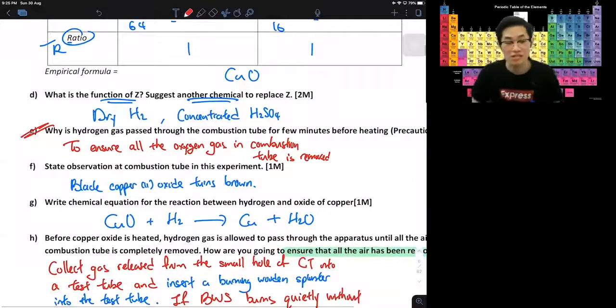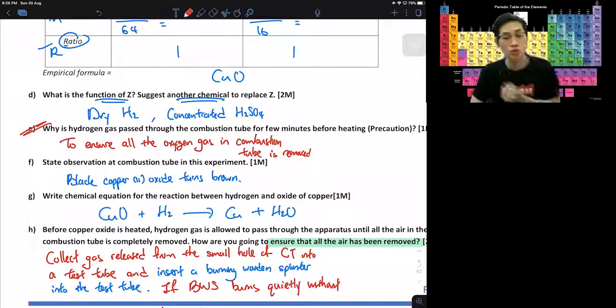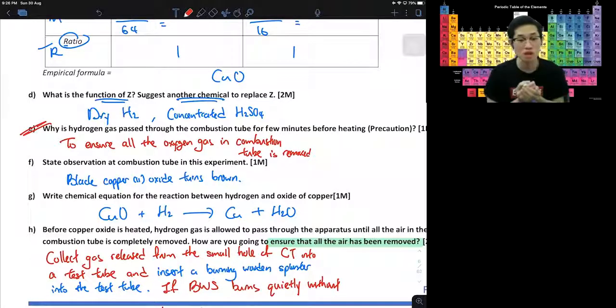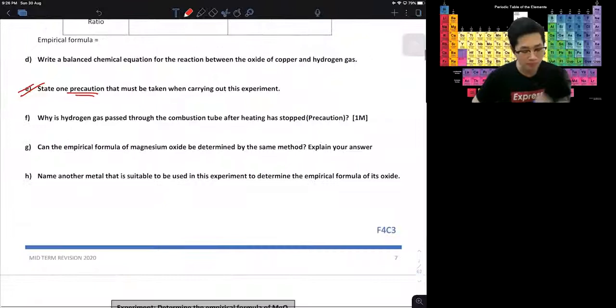Yes, Cassandra, this is chapter 3, empirical formula, the 2 experiments. You must allow hydrogen gas to flow through your combustion tube a few minutes before heating. This is the precaution step. That means when they ask you for the precaution, they are asking you from the other way around. So you just have to give them this answer. You allow the hydrogen gas to flow for a few minutes before heating.